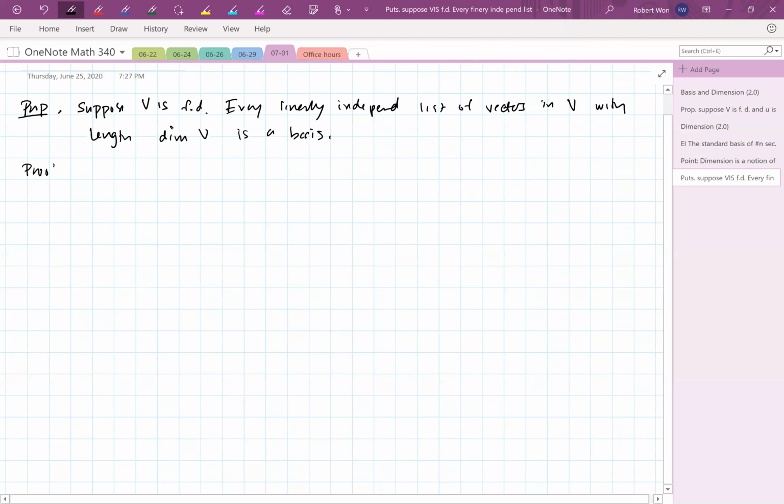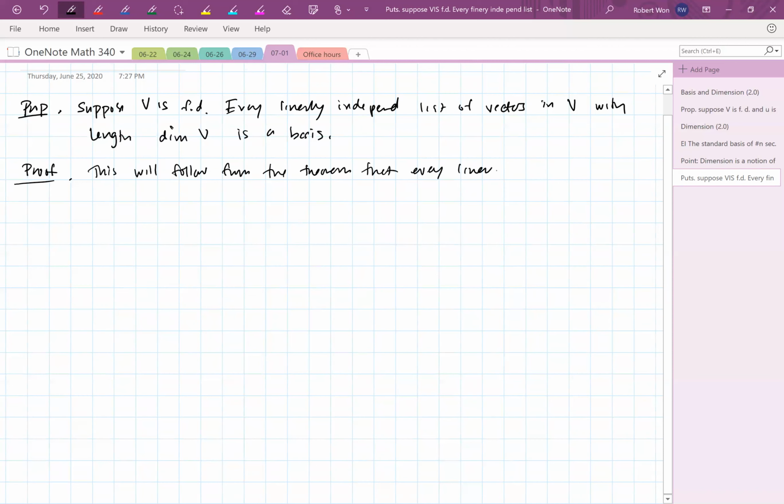Okay, and it turns out that the proof is actually very short, just a few sentences. So this will follow from the theorem that every linearly independent list can be extended to a basis.